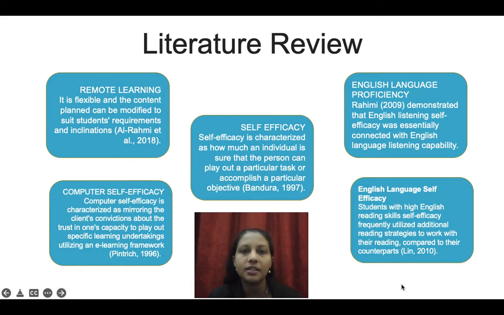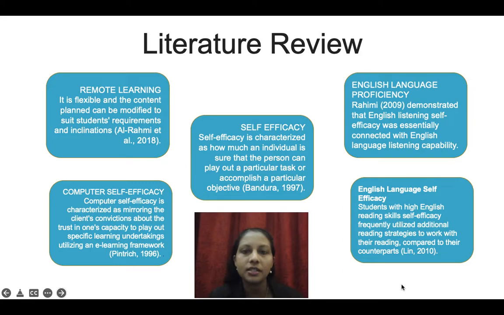Computer self-efficacy is characterized as mirroring the client's convictions about the trust in one's capacity to play out specific learning tasks using an e-learning framework. Many investigations show that computer self-efficacy affects perceived convenience.